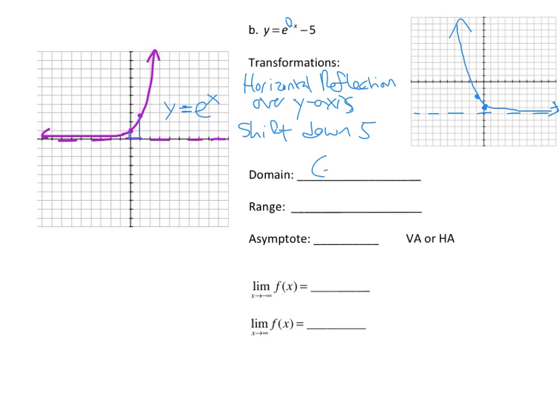So the domain of this function, still negative infinity to infinity, will be for all exponential functions. The range, now my lowest y value is approaching negative 5, so I use a parenthesis, negative 5 to infinity. The asymptote is y equals negative 5, that's horizontal. All exponential graphs have horizontal asymptotes, and y equals for their asymptote. And then the limit as x approaches negative infinity, as we head towards negative infinity, the graph goes up to infinity, and as we head towards positive infinity, the graph is approaching negative 5.